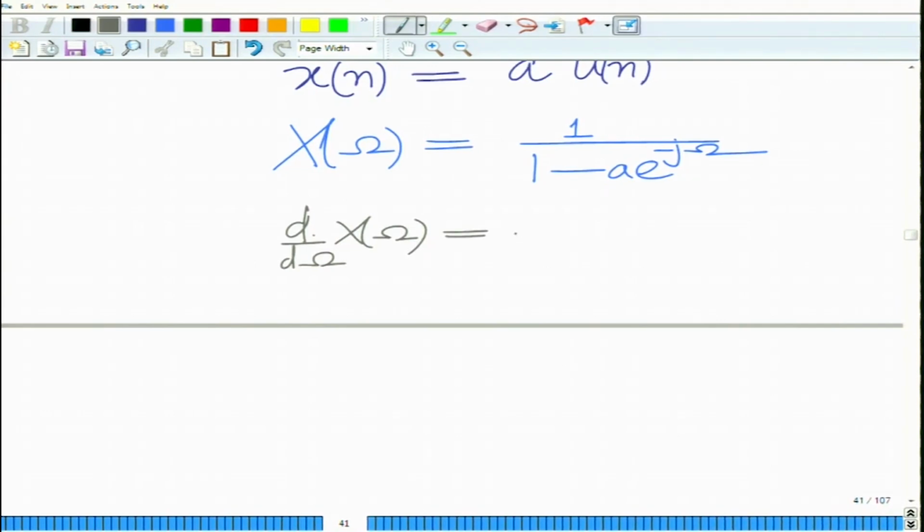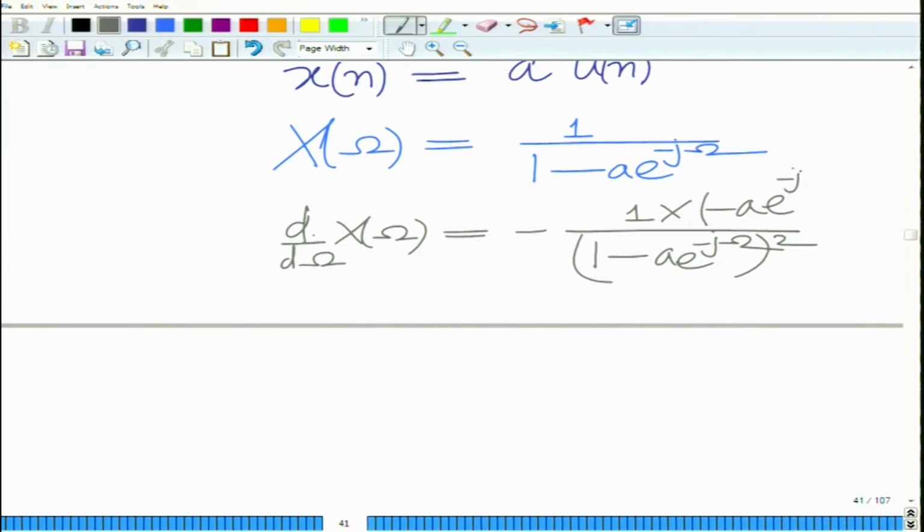with respect to omega, you will get, first, minus 1 over 1 minus a e power minus j omega whole square, multiplied by the derivative of 1 minus a e raised to minus j omega, that is minus a e raised to minus j omega, whose derivative is minus j omega times minus j.